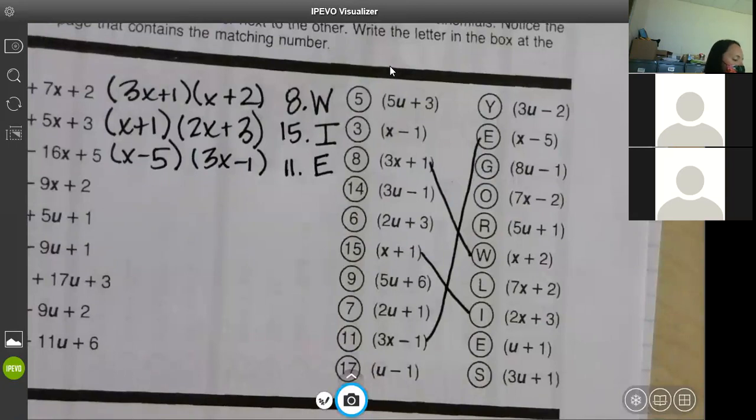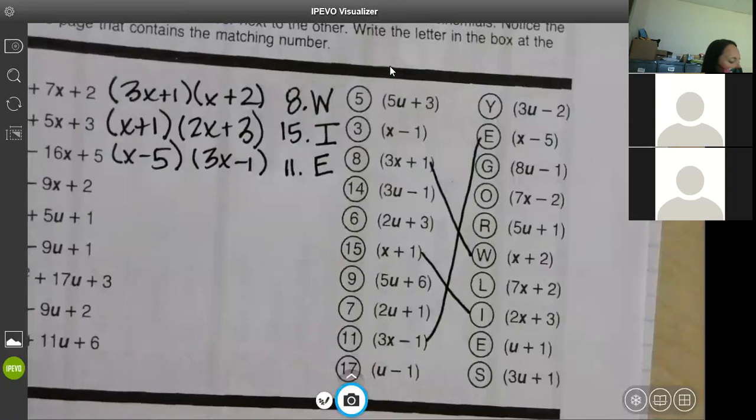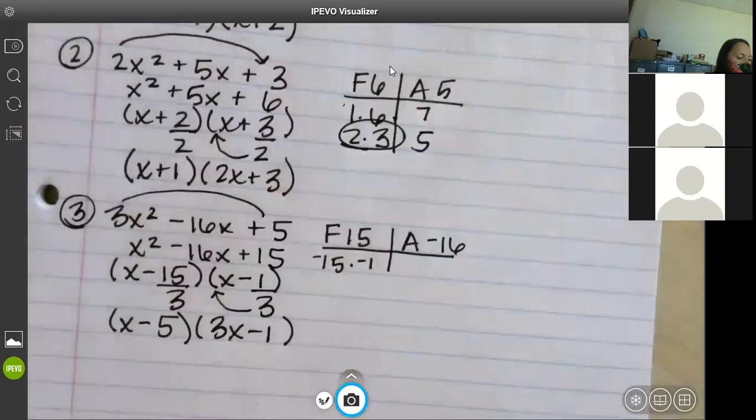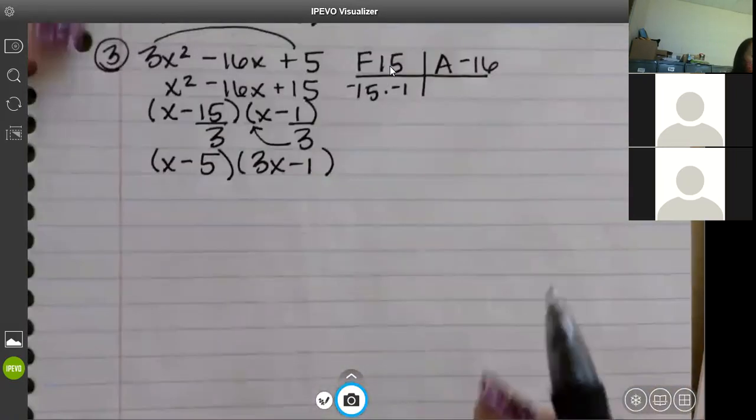All right, number 4 is just like number 3. Number 5 is just like 1 and 2. Number 6 just like number 3. Number 7 is like 1 and 2. Number 8 is the same, and number 9 is the same. So I'm going to jump down and do number 10 and number 11, and then I'll let you guys work. So that gives you the different types.